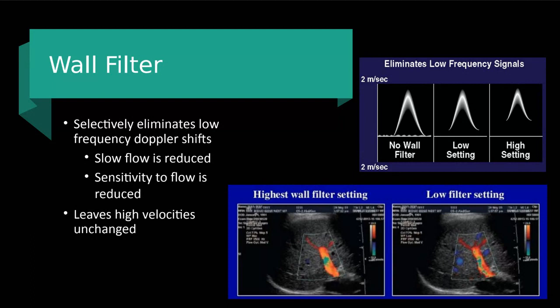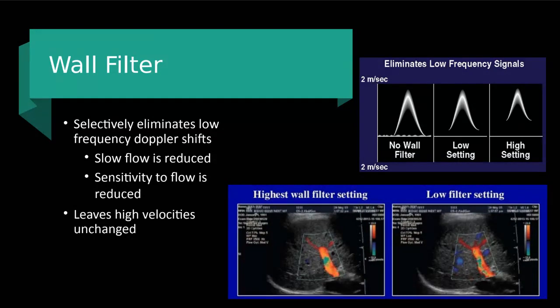So this is when we have our slow flow being reduced, and it's also going to have sensitivity to flow being reduced. So sometimes it's not appropriate to use a wall filter. If you're looking for a renal artery, we know that those arcuate arteries in that renal cortex are so small. We don't want to have a low sensitivity to those vessels. We want to have a high sensitivity to those vessels. We want to make sure that we can fully evaluate them. And just because they may be moving slower than, say, the aorta is, doesn't mean that that's not clinically relevant.